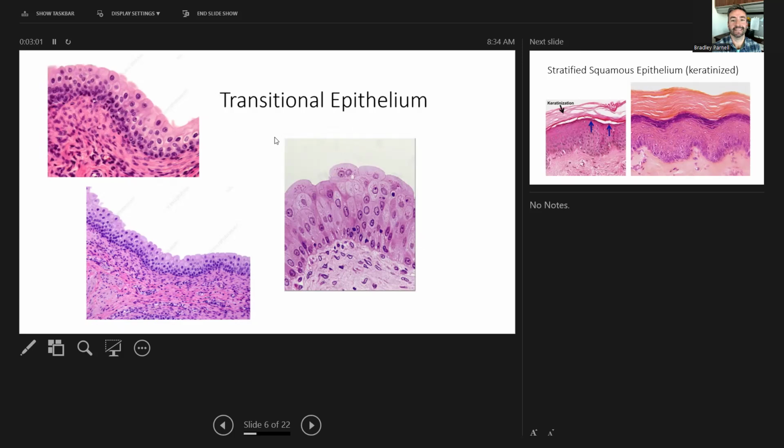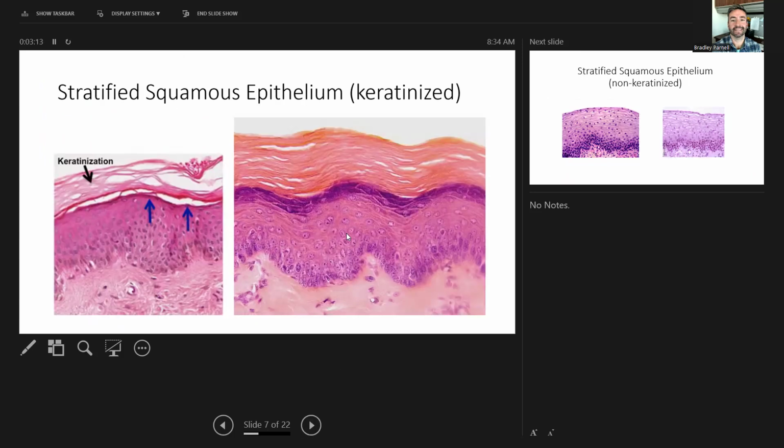So transitional epithelial is called that because it can go from one state, meaning it's very compact when that bladder is full, versus not as compact when it is empty. Continuing with our stratified epithelial, we have one stratified that we'll talk about. It's called stratified squamous. Stratified means we're now looking at many layers, and squamous still means flat.